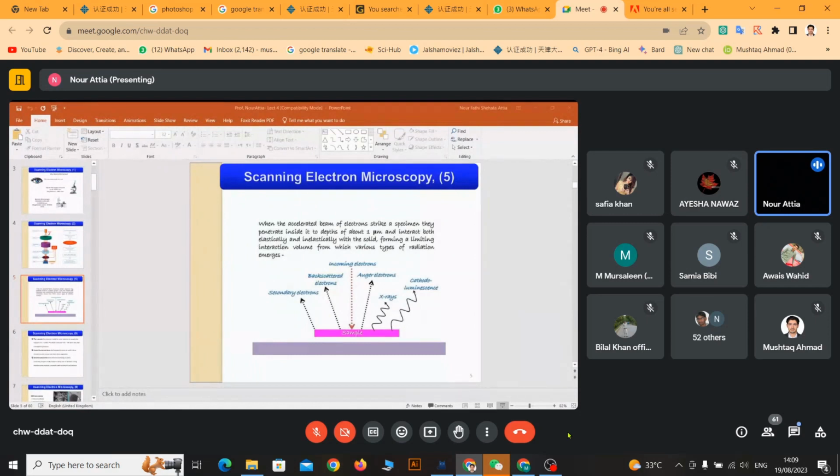Then after that you will see there are backscattered electrons, secondary electrons, X-rays, and also cathodoluminescence. All of these signals will be collected by detectors, then go to the image development unit, which gives the image of the material.